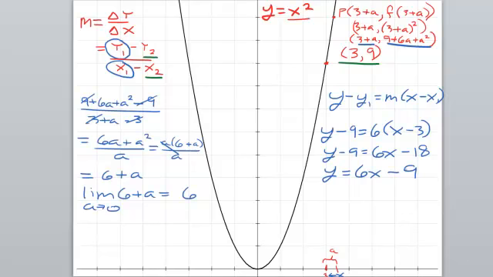There you have it, the equation of the tangent line that goes through that point. And I'm not going to draw it because I can't draw a straight line. But that's the equation of the tangent line at this point here. And that's everything you need to know for this section.